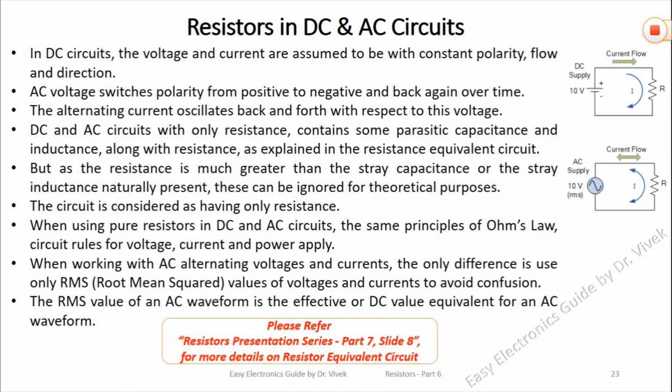DC and AC circuits with only resistance contain some parasitic capacitance and parasitic inductance along with the resistance. But as the resistance is much greater than the stray capacitance or the stray inductance, these can be ignored. When using pure resistors in DC and AC circuits, the same principles of Ohm's law and circuit rules for voltage, current and power will apply. When working with AC alternating voltages and currents, the only difference is to use only the RMS values of voltages and currents to avoid confusion.